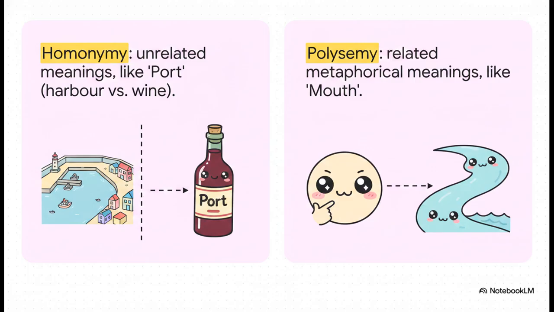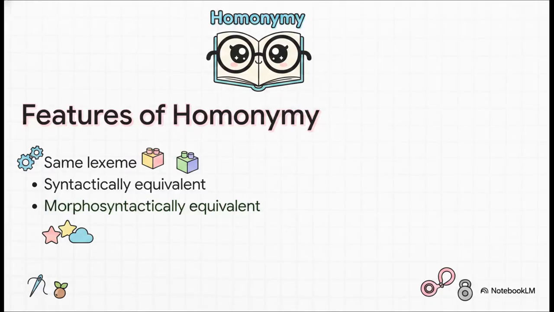On the other hand, a native speaker intuitively knows that the mouth of a river is just a metaphorical extension of the mouth as a body organ. Because they share a single lexeme with several related extended senses, we call this polysemy. For words to meet the strict classical description of homonymy, they actually have to jump through some specific grammatical hoops. The lexemes must be syntactically equivalent, and they must be morphosyntactically equivalent in inflection, which basically means they share the same morphological variations for things like case, number, or gender.